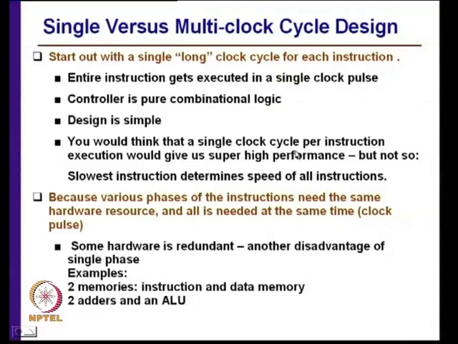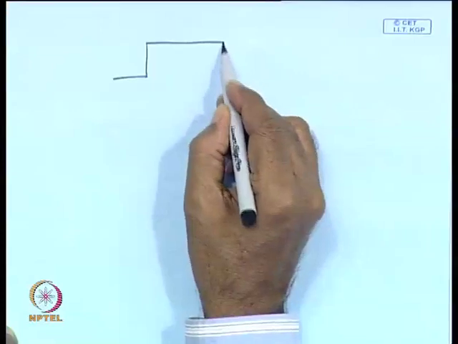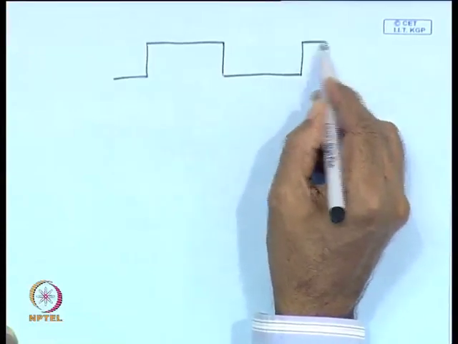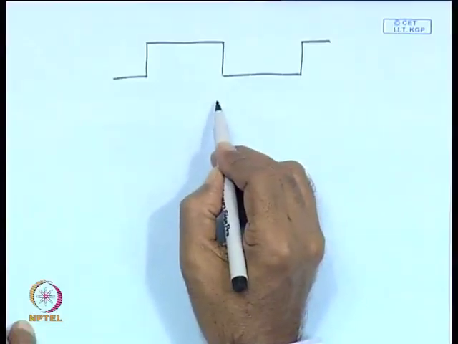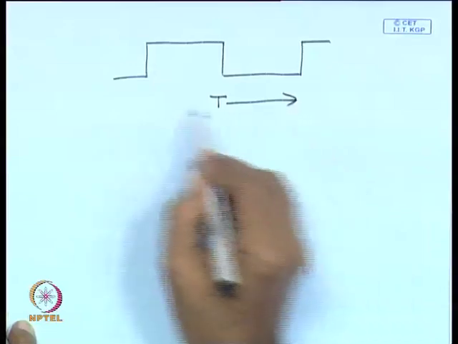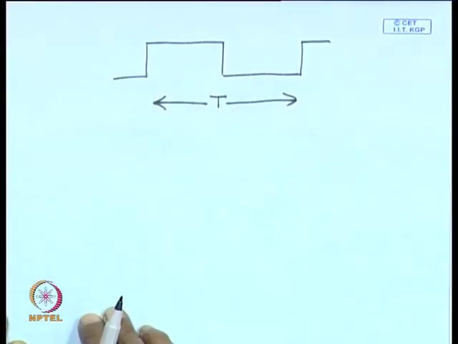You may think that a single clock cycle per instruction execution would give us super high performance, but not so. You may assume that since each instruction is executed in a single clock cycle, we shall get very good performance. But unfortunately, that is not true. The reason is that the clock time period will be determined by the worst case delay of an instruction.